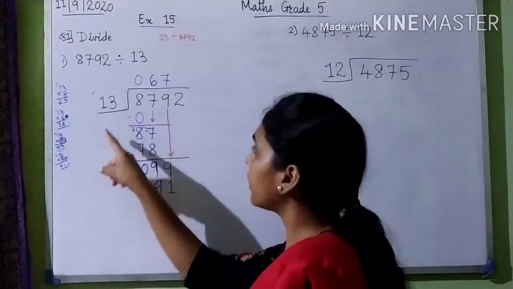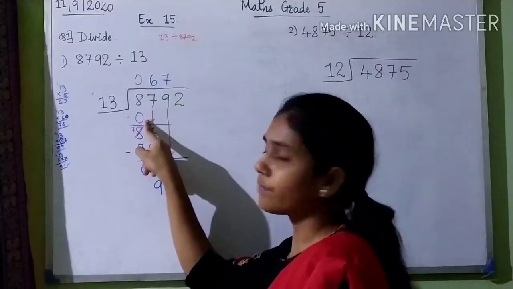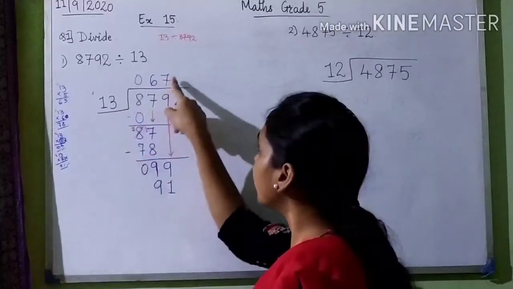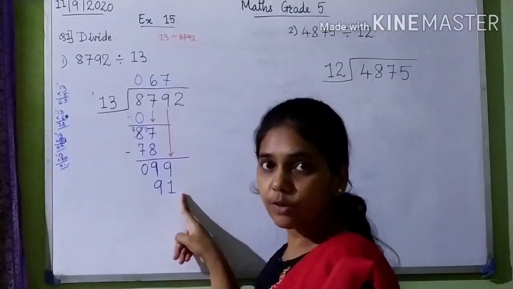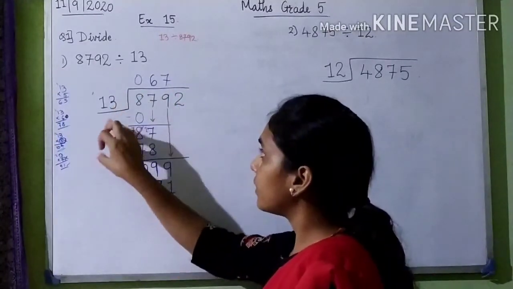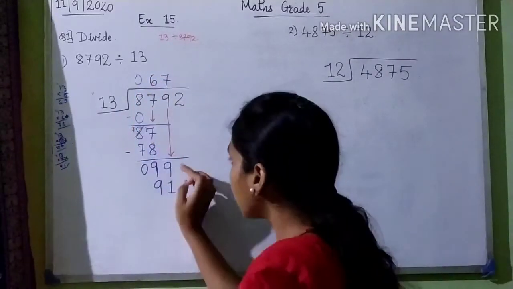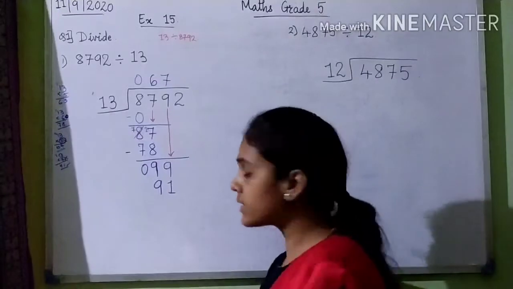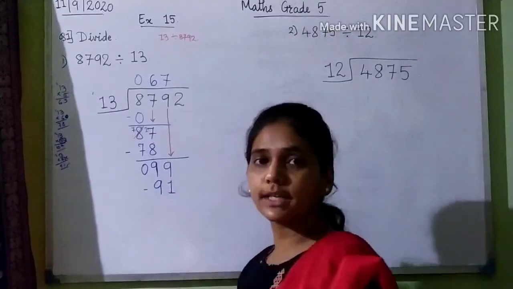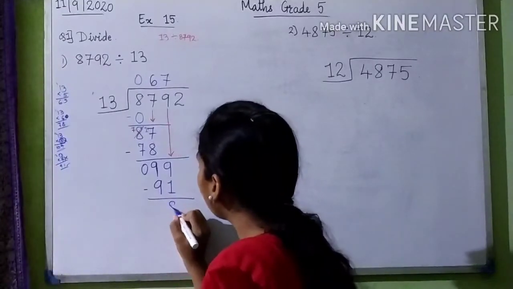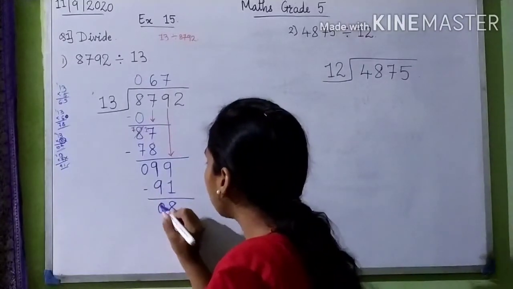Like we got 13 into 0 is 0. Then we got 13 into 6 is 78. Now the next, 13 into 7 is 91. Okay. Like that you have to write. This number multiplied by this number should be this number. Okay. So now I have got 99 minus, I have to subtract this. 99 minus 91. So what is this? 9 minus 1 is 8. 9 minus 9 is 0.